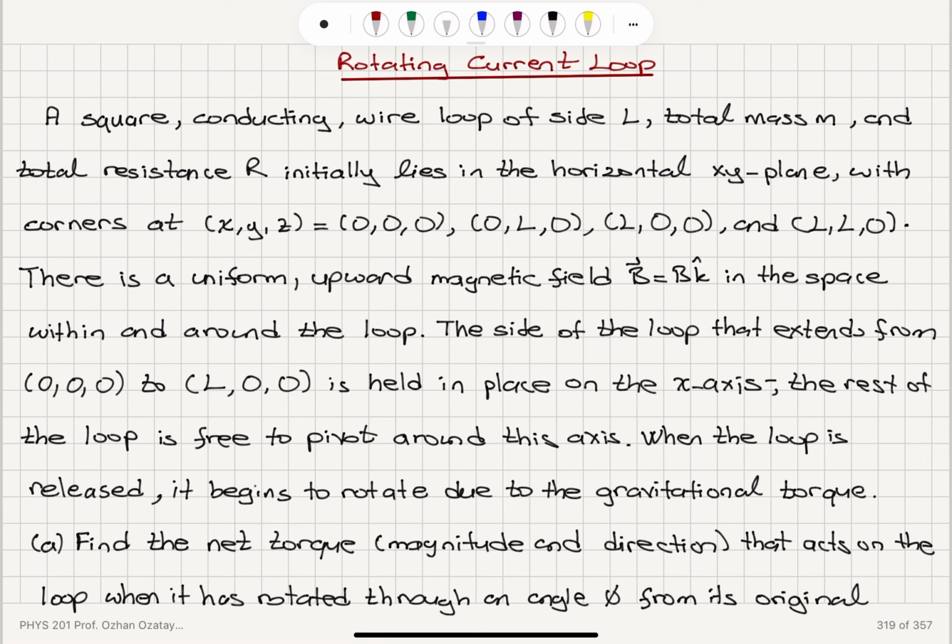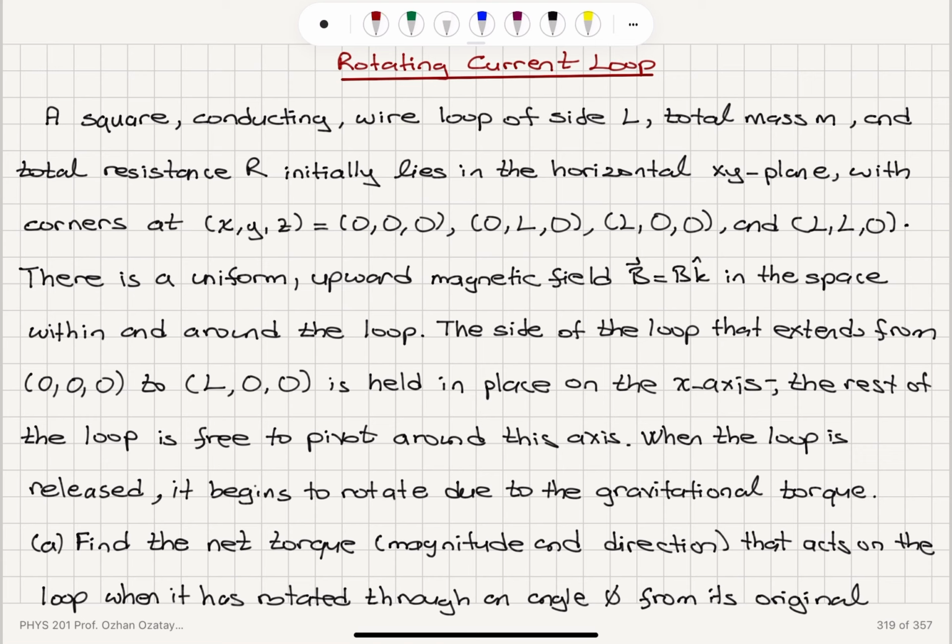The side of the loop that extends from (0, 0, 0) to (L, 0, 0), that's on the x-axis, is held in place. The rest of the loop is free to pivot around this axis. When the loop is released, it begins to rotate due to gravitational torque.